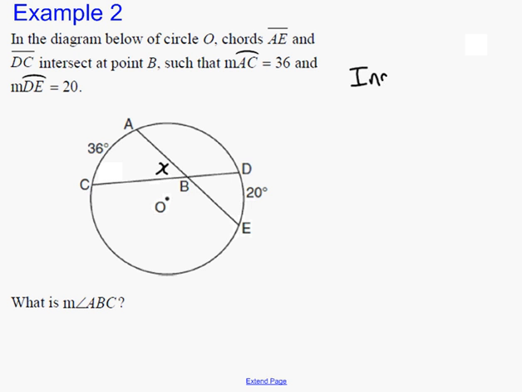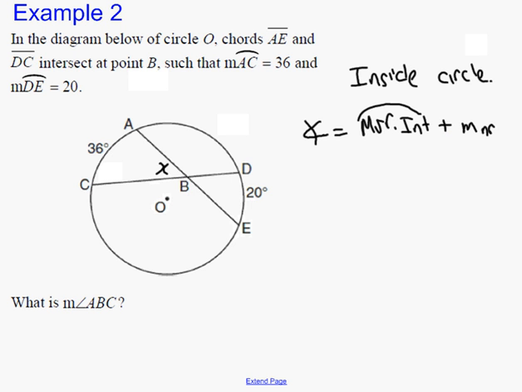Well, what do we know about angle ABC, or X as I'm calling it? We know it's inside the circle. When the angle is inside the circle, we know that the angle inside the circle is equal to the major intercepted arc plus the minor intercepted arc divided by 2.